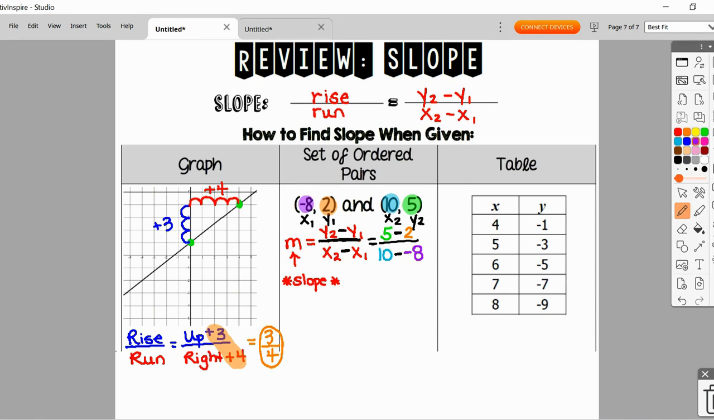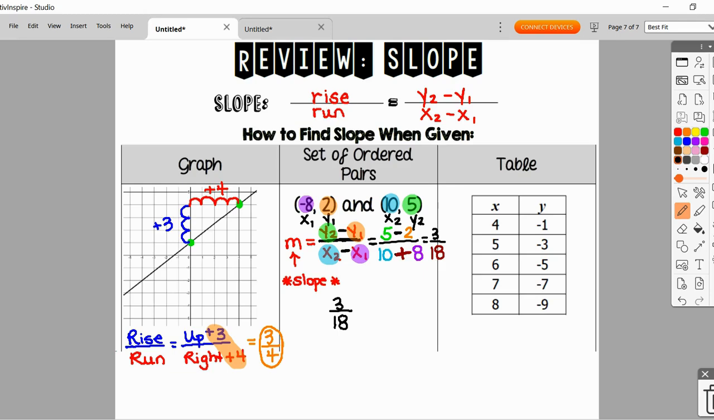I just plugged in everything else I knew, my y2 of 5, my y1 of 2 after that negative, keep the negative, my x2 of 10, and then after the negative, my x1. From here, I solve this down. 5 minus 2 comes out to be 3. And then 10 minus a -8 is a great way of just saying 10 plus 8, and that's going to be 18. I want to simplify this fraction, 3 over 18.